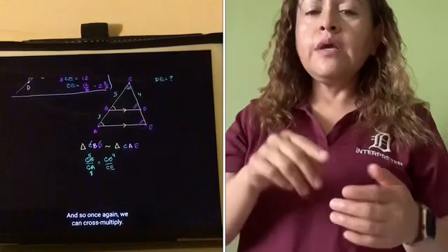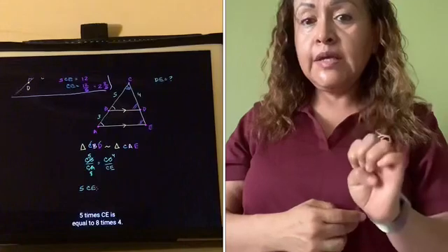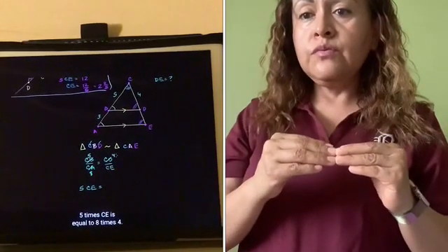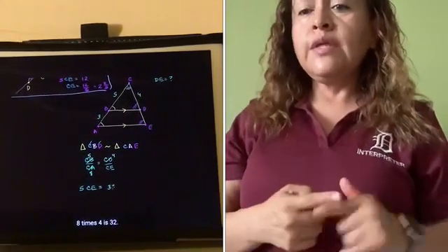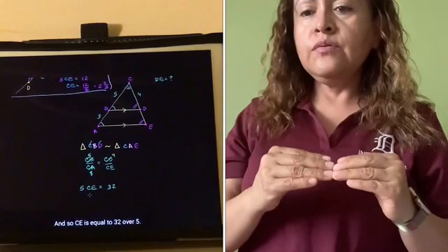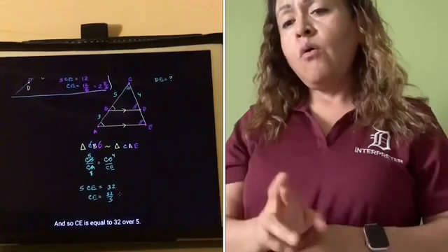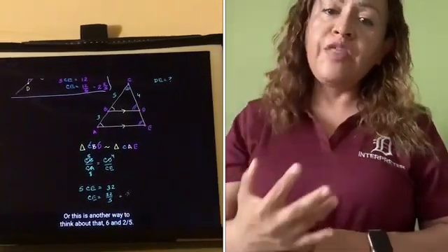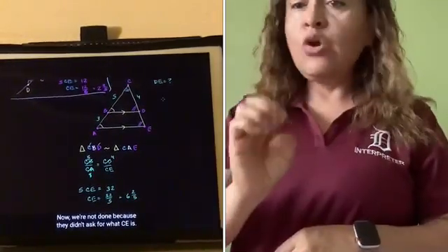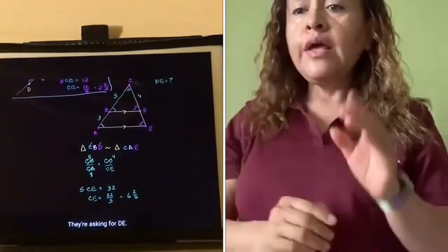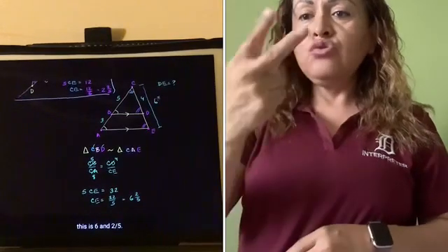And so once again, we can cross multiply. We have 5 times CE is equal to 8 times 4. 8 times 4 is 32. And so CE is equal to 32 over 5, or another way to think about that, 6 2/5. Now we're not done, because they didn't ask for what CE is. They're asking for just this part right over here. They're asking for DE. So we know that this entire length, CE right over here, is 6 2/5.